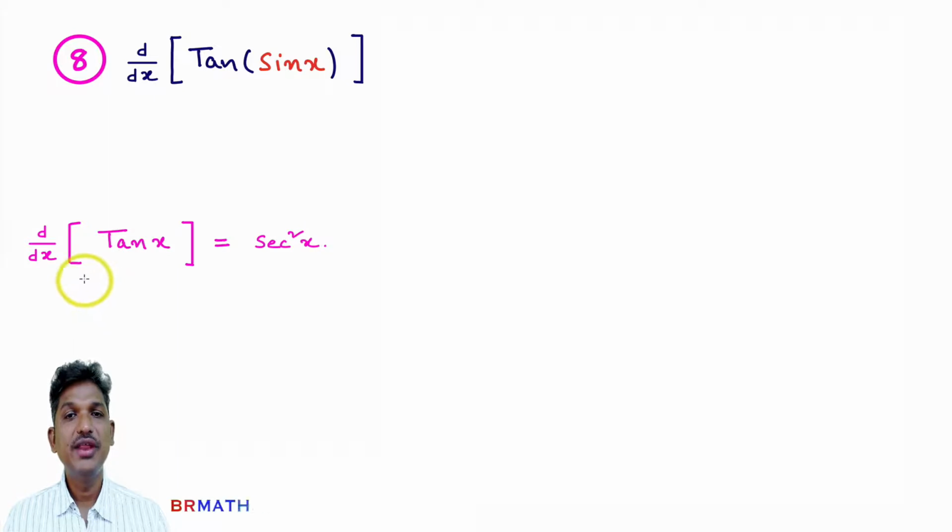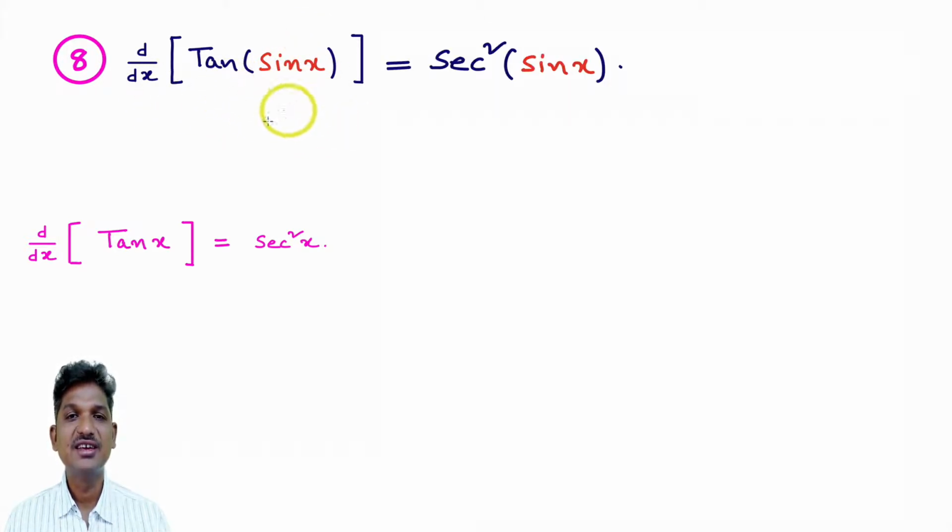You see, we know that the derivative of tan x is secant square x. Then what will you do? In this problem, you imagine this sin x as x. If you imagine this sin x as x, it looks like tan x. The derivative of tan x is secant square x, but in place of x, we will write sin x. I hope you are understanding.